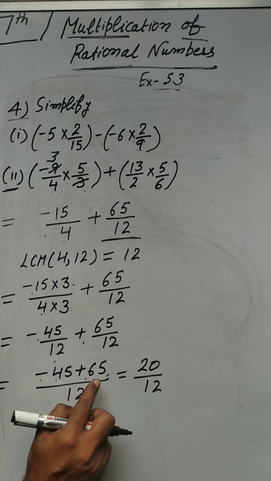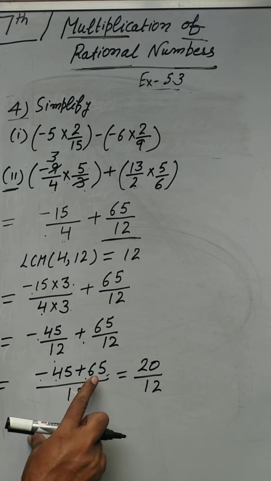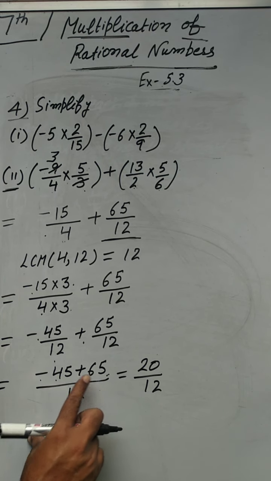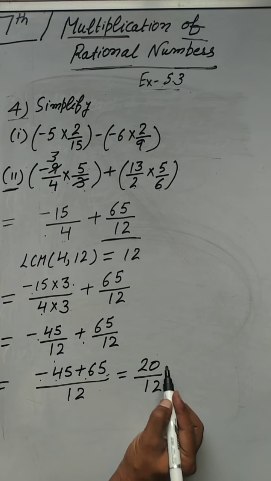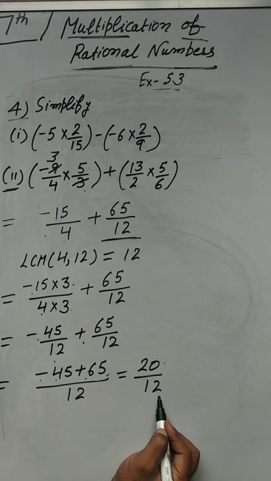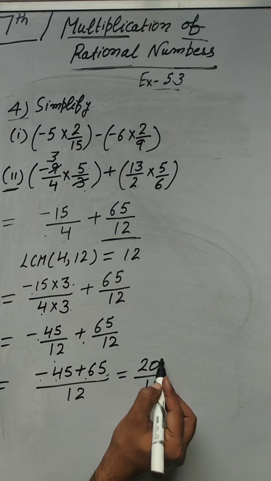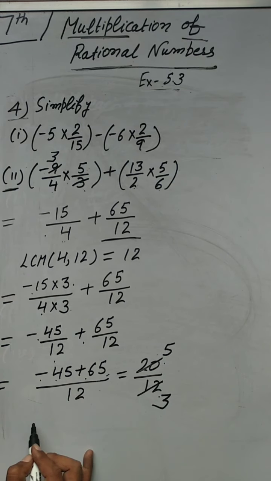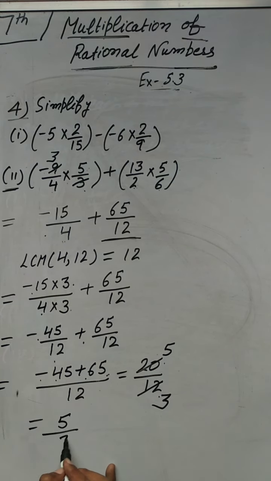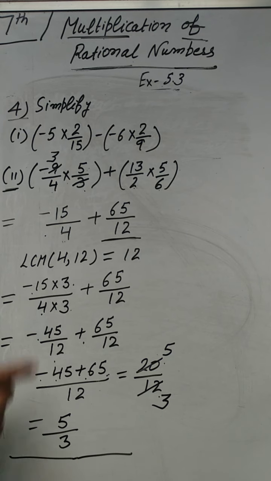And the sign will be of the greater number. From 45 and 65, which is greater? 65. And the sign of 65 is plus. So here is a plus. Now 20 and 12. Is anything common? Yes, obviously we can cancel it on the table of 4. 4 5s are 20. 4 3s are 12. So your answer is equal to 5 upon 3. Clear beta? Very easy. Similarly beta, like the second question, you have to try the first part.